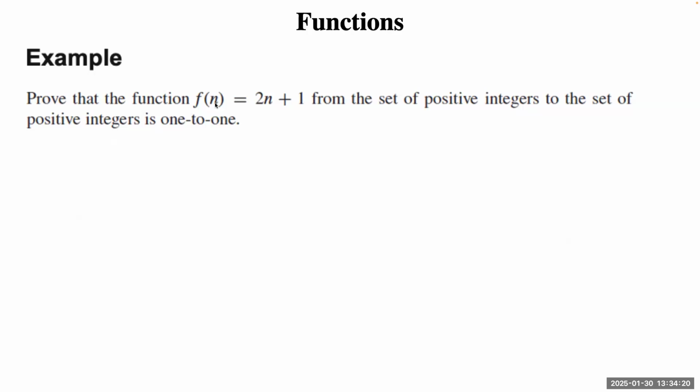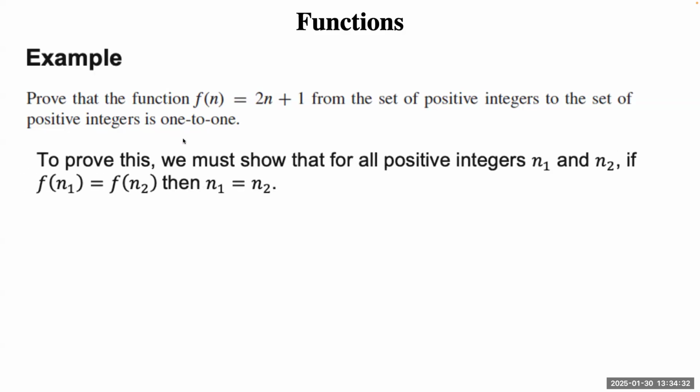Prove that the function f(n) equals 2n plus 1 from the set of all positive integers to the set of all positive integers is one-to-one. Okay. So remember, to prove this, we must show for all positive integers n1 and n2, if f(n1) equals f(n2), then n1 equals n2.